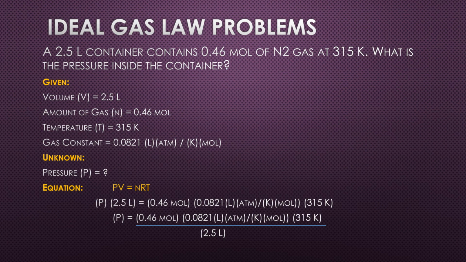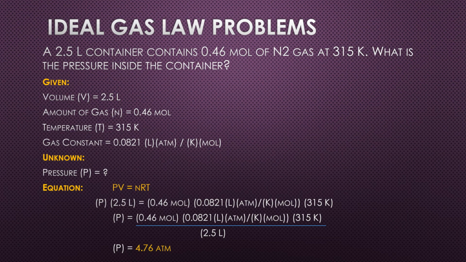Now, very simple, just go ahead and put all the numbers in your calculator: 0.446 times 0.0821 times 315. Get your answer, divide by 2.5, and whatever answer you get, we'll get 4.76 atmosphere. Now, the unit for pressure is atmosphere, and specifically for this problem, when we are using the ideal gas law, the unit should be atmosphere.